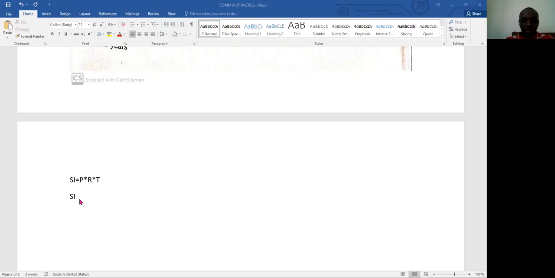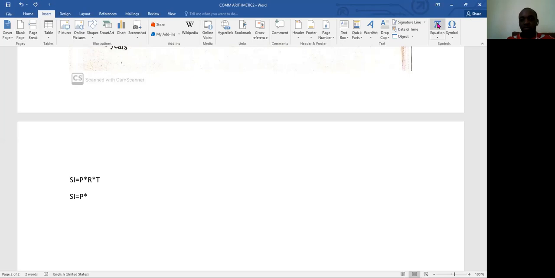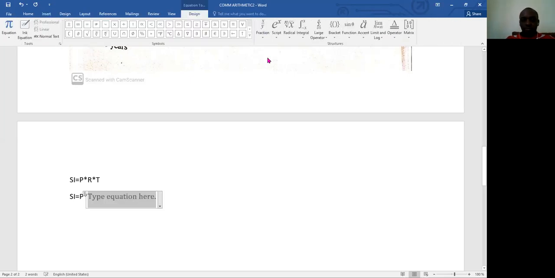So simple interest is equal to principal multiplied by rate. Remember, rate is a percentage, so rate is out of 100. And then you multiply by time. So principal times rate times time.